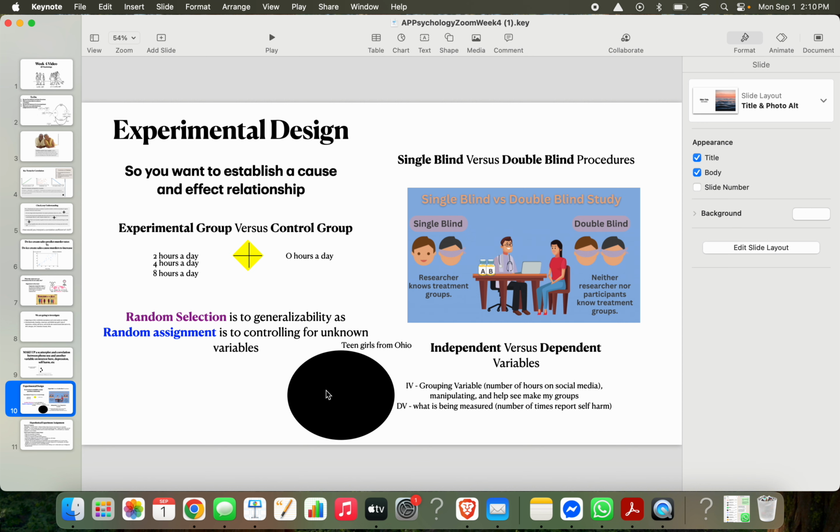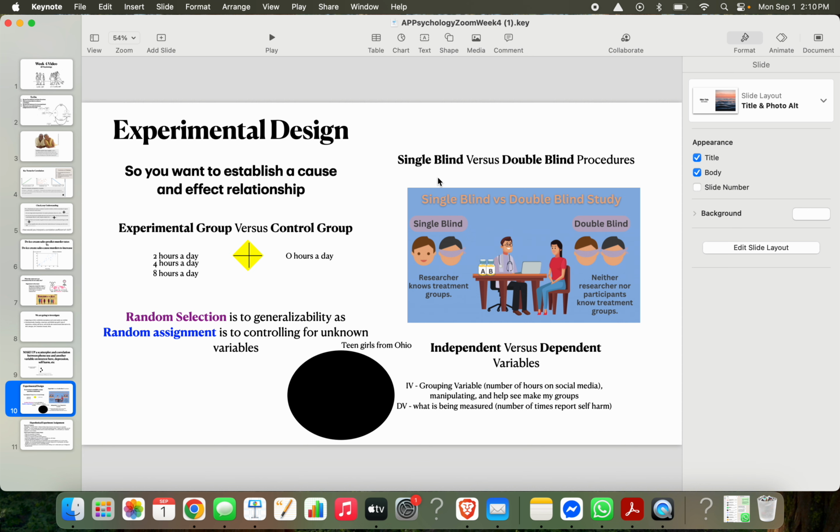So I use this big black circle here to show all teen girls in Ohio. This is my whole population. Random selection would be, how do I get these girls from Ohio so that my results apply to everyone? And usually we just say random. Randomly select from your population so that you can generalize. That's just a fancy word for meaning apply your results to everyone. And random assignment is to put them in your groups so that there's not something different or special about how you put them in your groups.